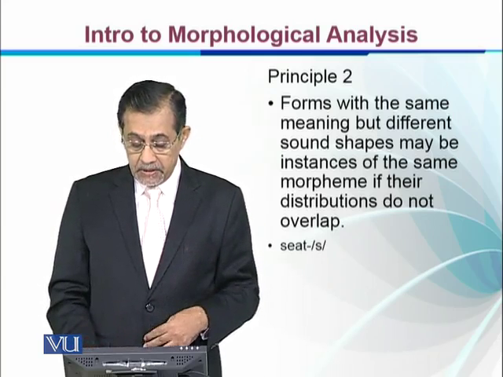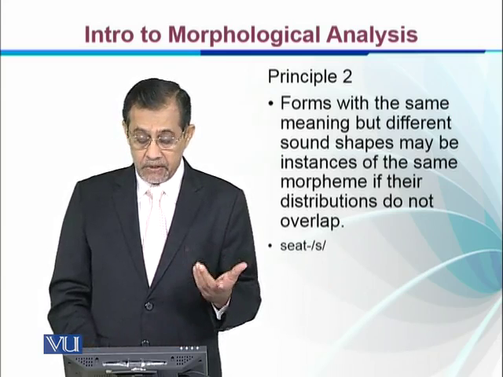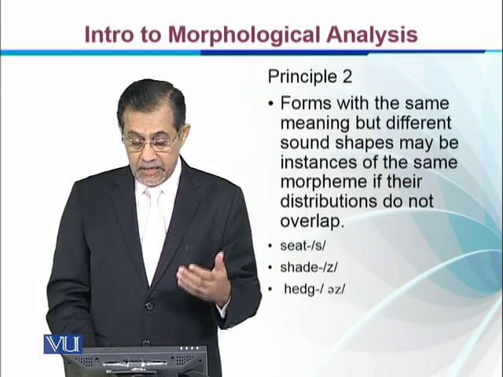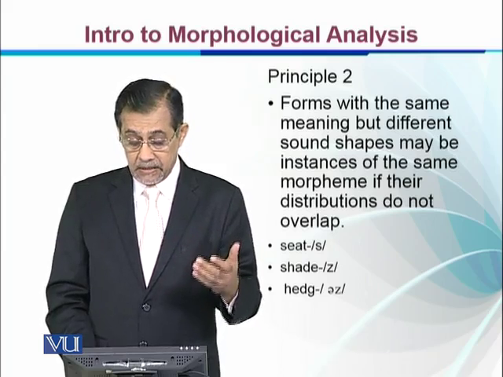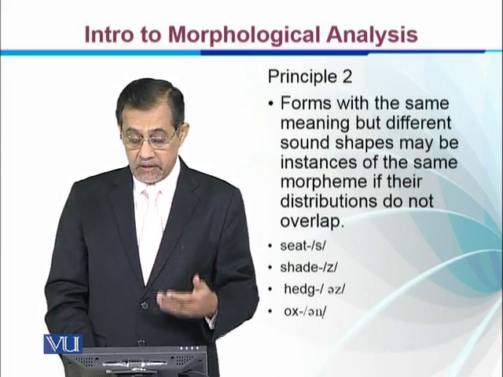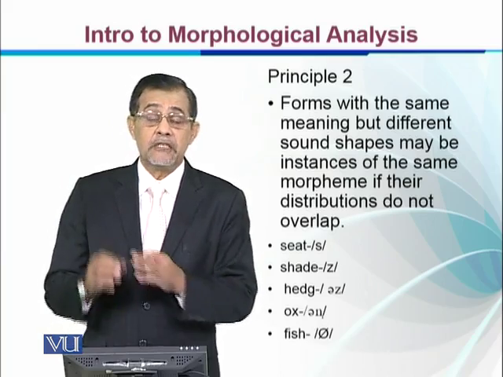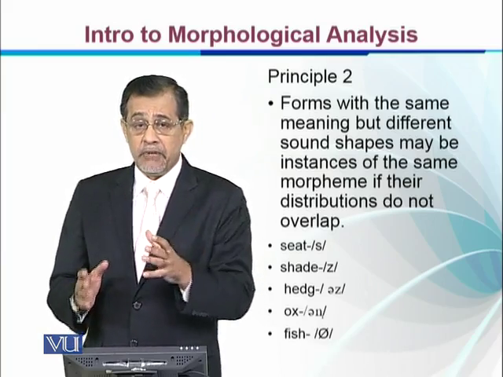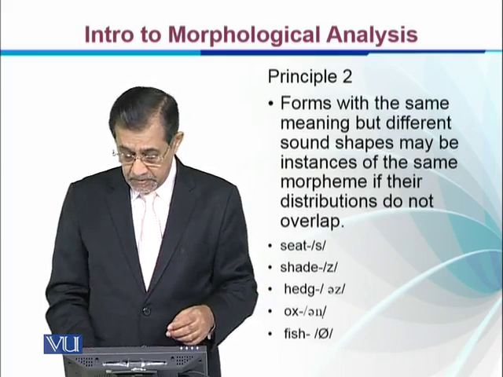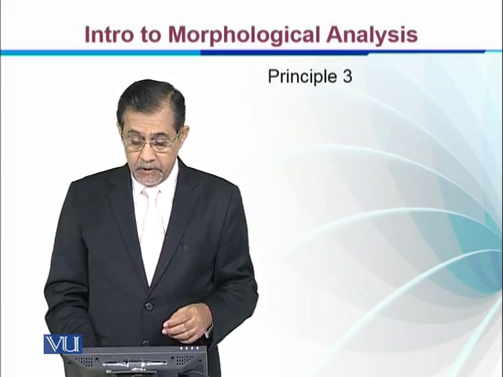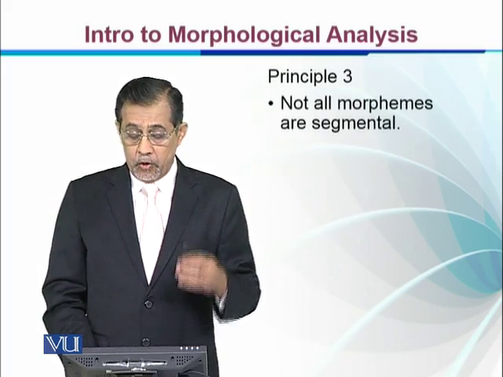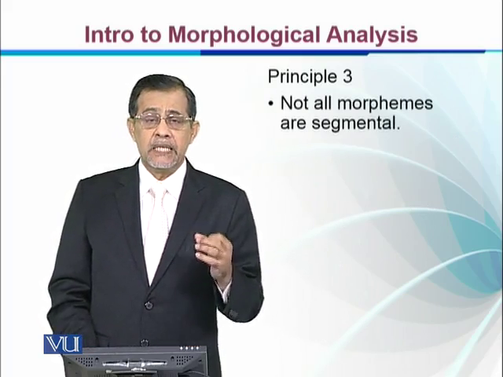For example, seat, seats with s; shade, shades with z; hedge, hedges with iz; ox, oxen; and fish, a zero morpheme. So a zero morpheme has to be there where there are other morphemes, right? So principle 3. Not all morphemes are segments.